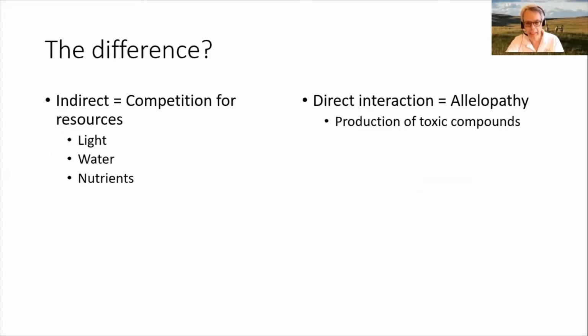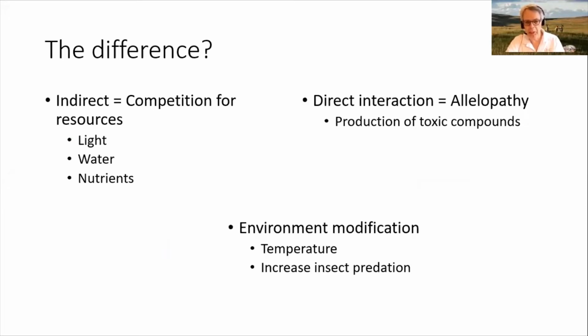So if we go to next. The difference, indirect, that's competition for resources. So we're familiar with competition. It's light, water, nutrients that are in the soil, water in the soil, light, obviously. And then direct interaction, that's what we call allelopathy. That's production of some toxic compounds.